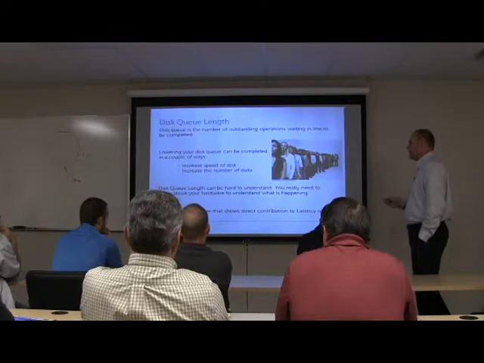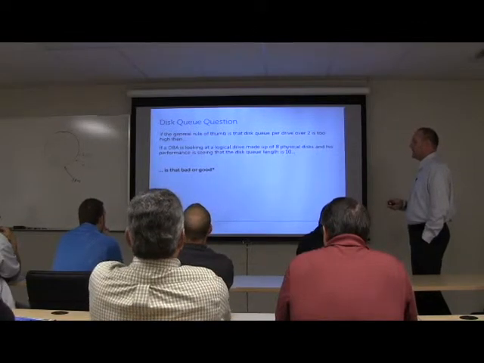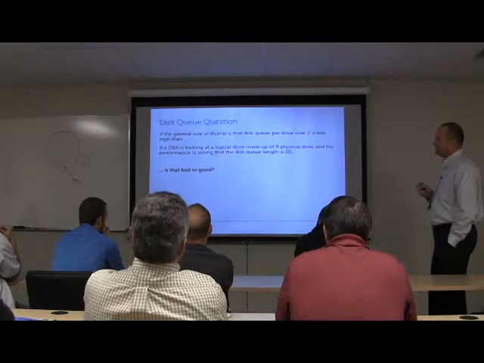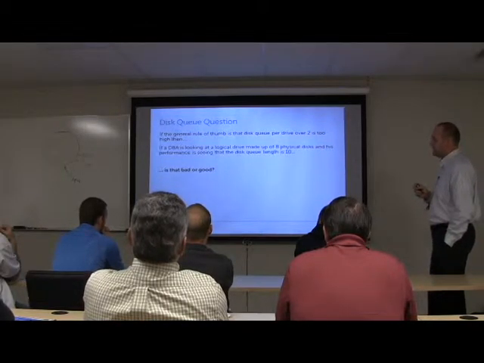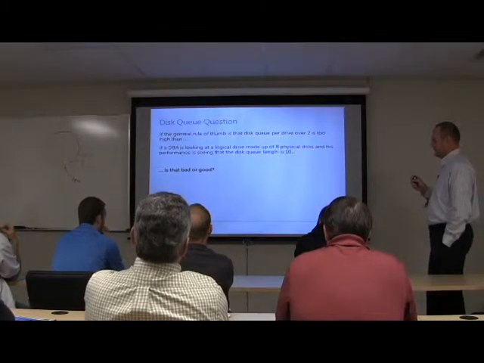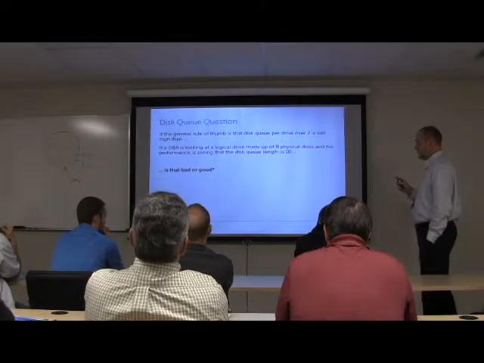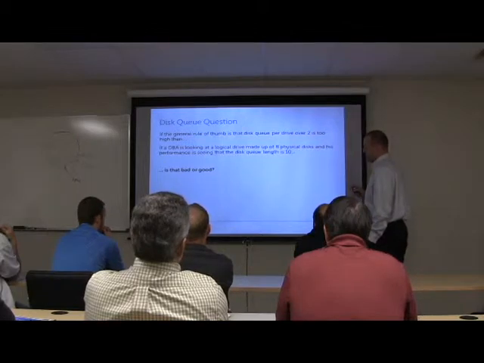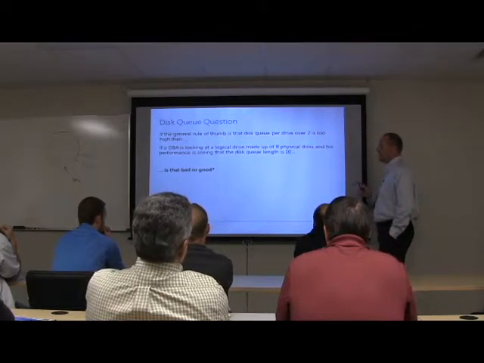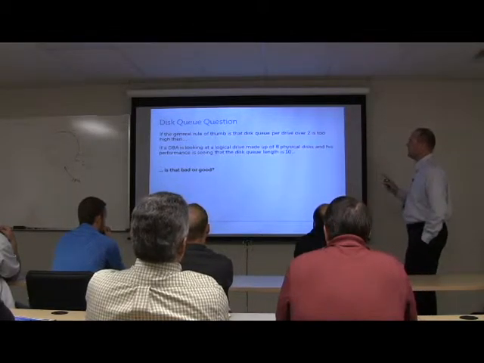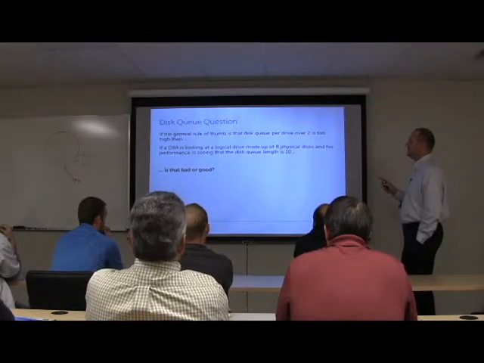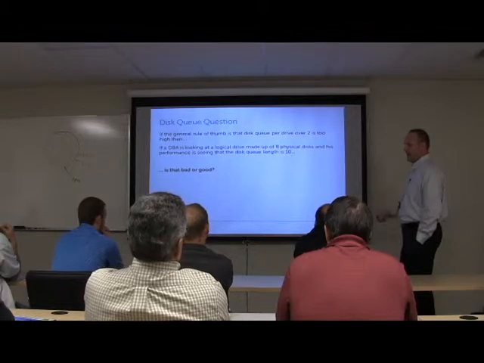You need to really understand your applications and what you're trying to do with the disk queue. So this is a question. If the general rule of thumb is that a disk queue per drive over 2 is too high, then if a DBA is looking at a logical drive made up of 8 physical disks and his performance tool is showing the disk queue length is 10, is that good or bad?